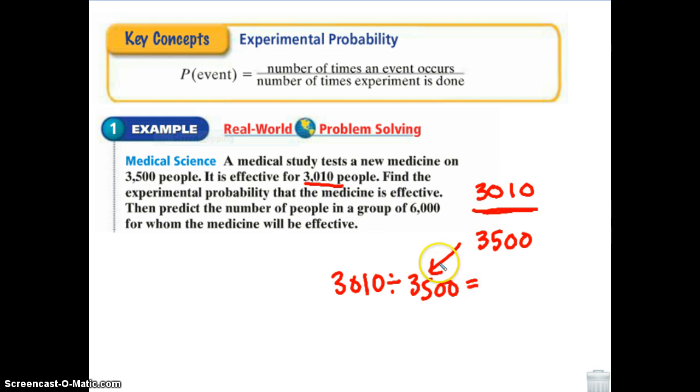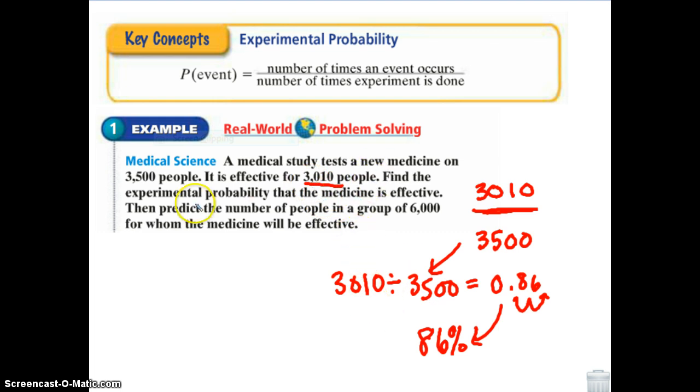You're going to get a decimal that looks like 0.86, which from previous chapters we should know that if you want to turn this into a percent, you have to move it 2 spots to the right. So that means it's 86% effective. So this particular medicine is 86% effective from this experiment. That's what we found out.